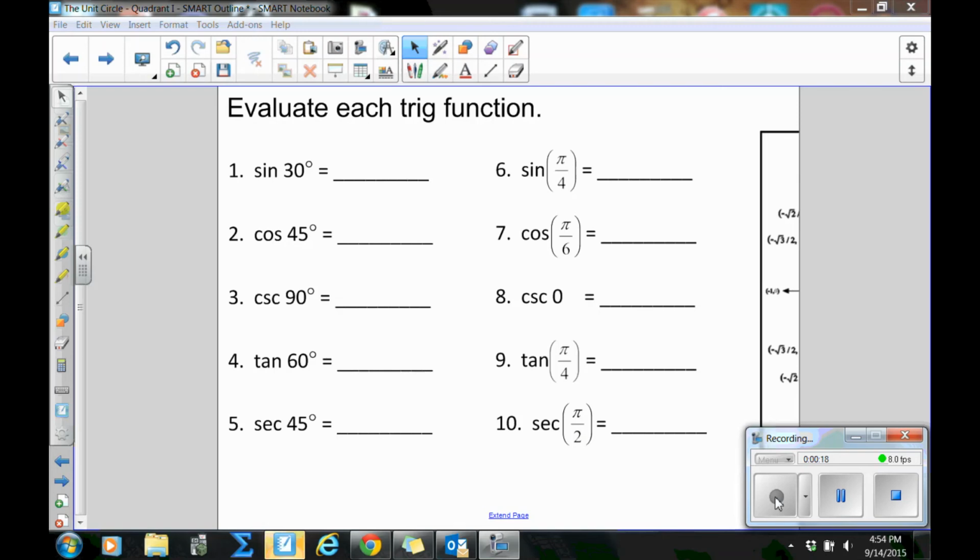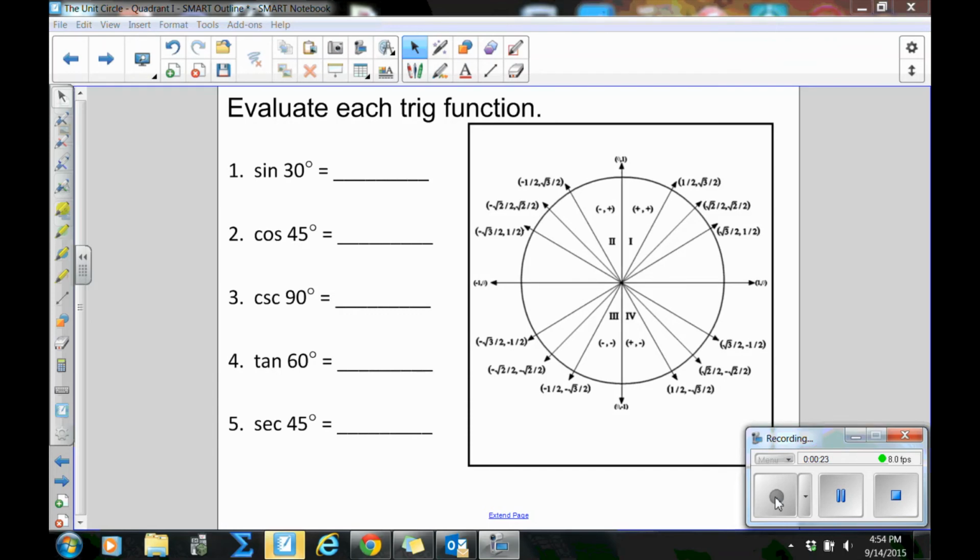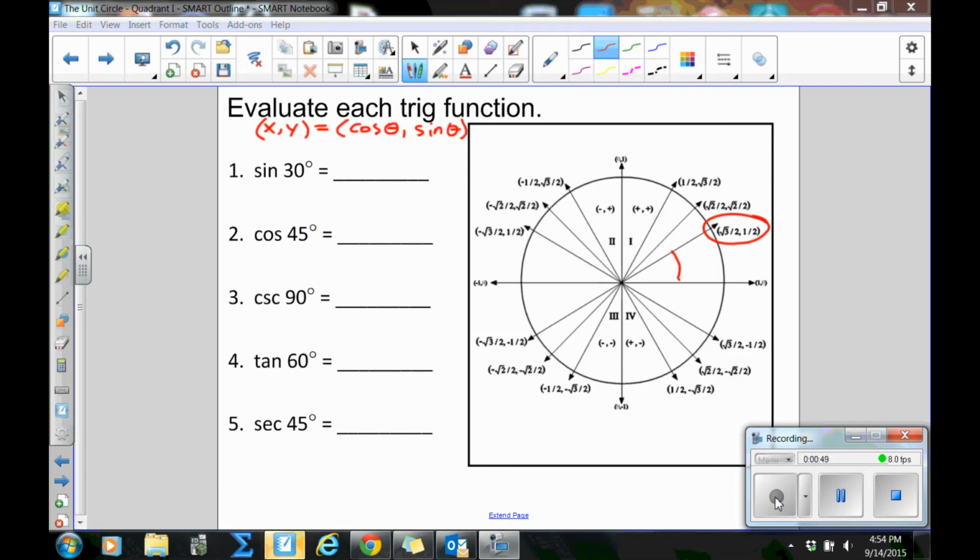I'm going to drag a unit circle out here to refer to as I explain these. The sine of 30 degrees. So first of all, I identify the 30-degree angle. It's right here. So this is the ordered pair I look at. All ordered pairs on the unit circle represent the cosine of a given angle and the sine of a given angle in that order. So the sine of 30 degrees is 1/2.